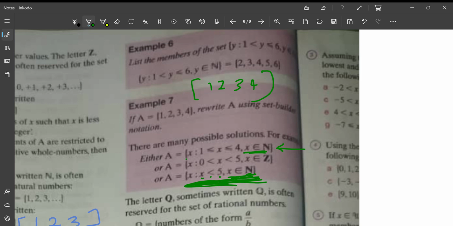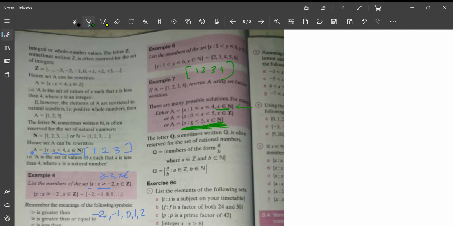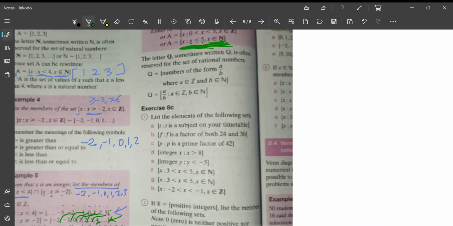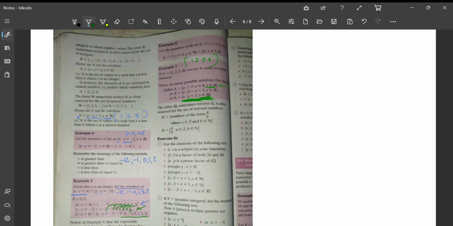So you can write a set using set builder notation in more than one way most times. As far as you're able to describe it accurately for whoever is reading it to say, okay, I understand what he's saying, these are the items that fall into this category, you have no problem. All right. So that's basically it for set builder notation. In our next class, we'll talk about Venn diagrams.